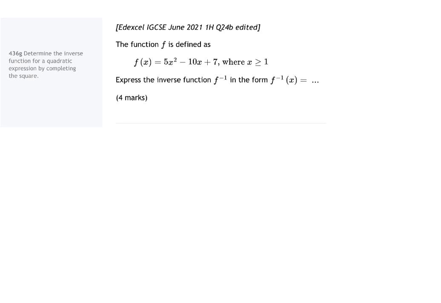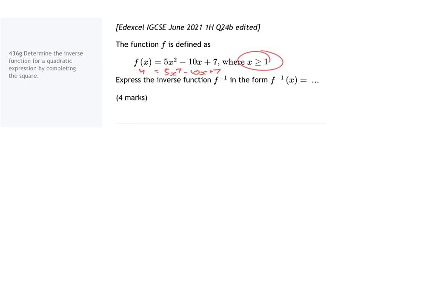We have f of x. We could pretend that is y equals instead of f of x. We could rewrite that equation, just say, let's say it's y equals 5x squared minus 10x plus 7. I'm going to ignore the limit at the moment, x is greater than or equal to 1. Now, as you know, when you're trying to find an inverse function, if you consider it in this form here, just reverse the y and the x.